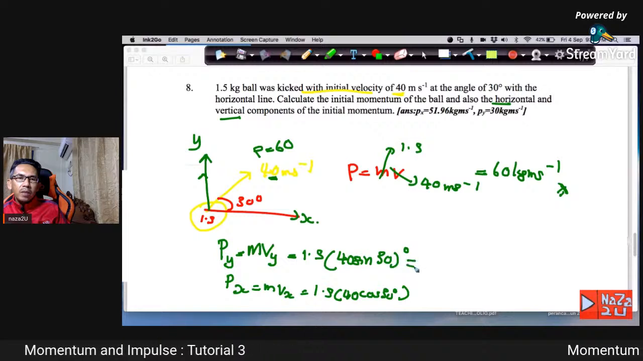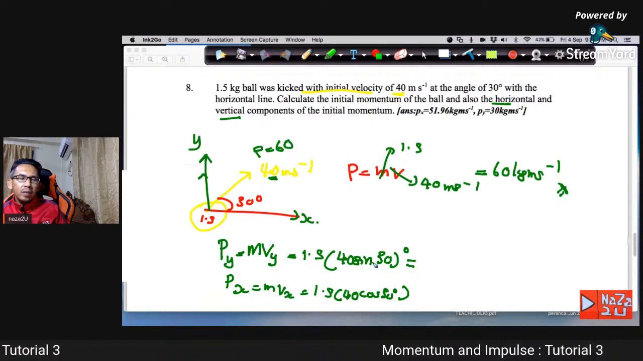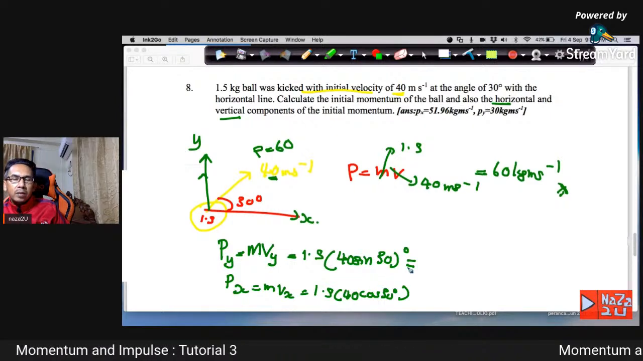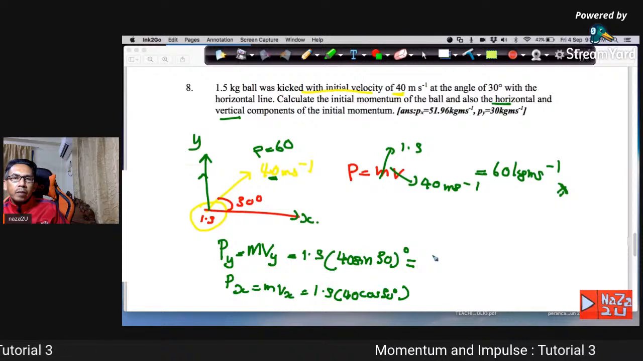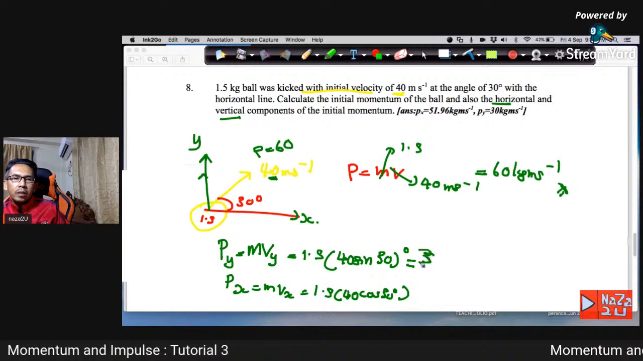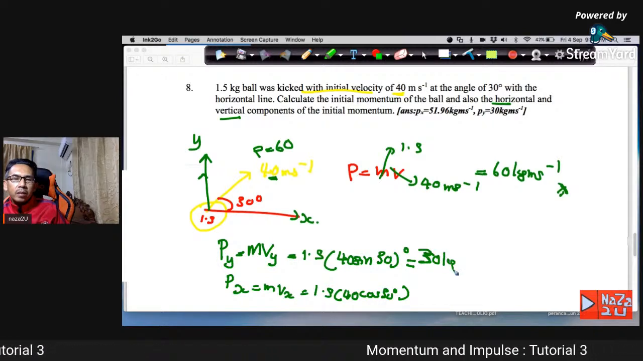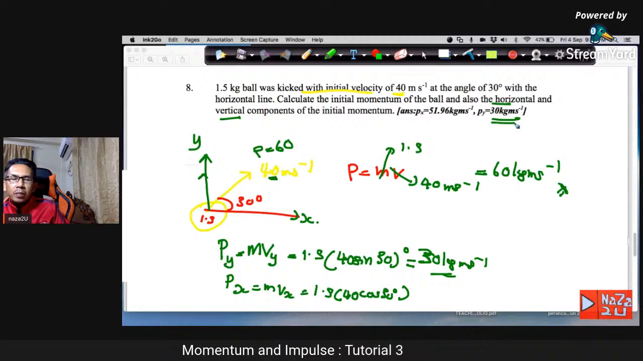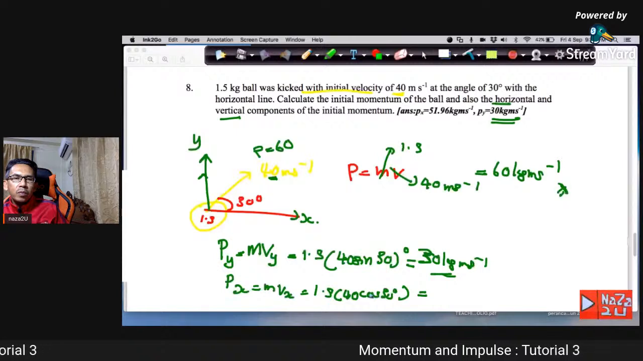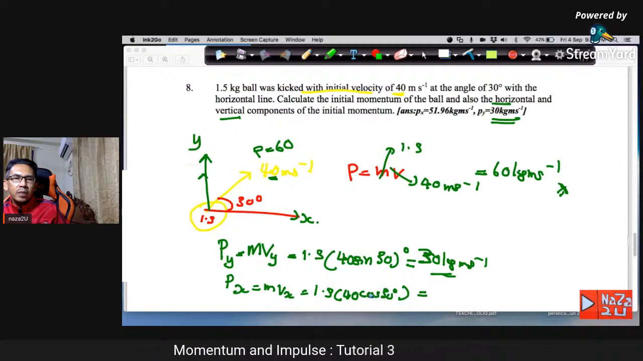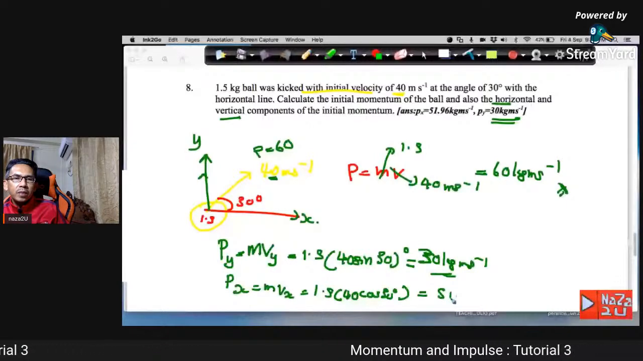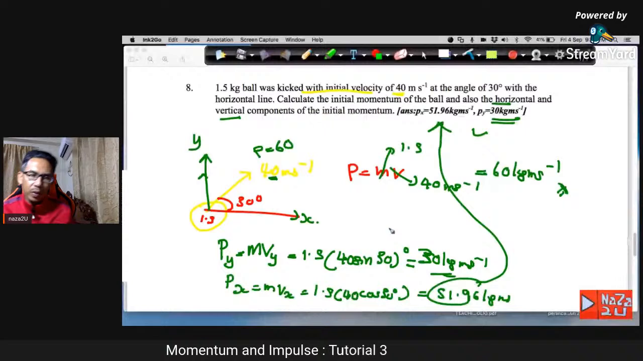So for the y, sin 30 is a half, times 40 and times 1.5. Sorry, this is not 50, okay, 30 kilogram meter per second. So Py is 30, and Px is cos 30 times 40 times 1.5, so Px is equal to 51.96. So in kilogram meter per second, this is the answer for Px and this is the answer for Py.